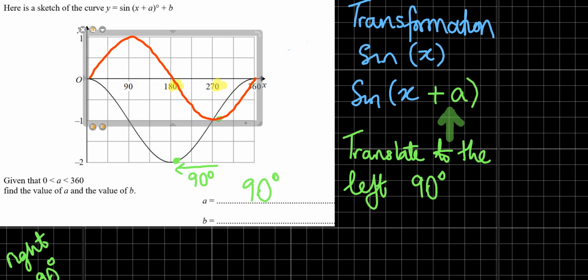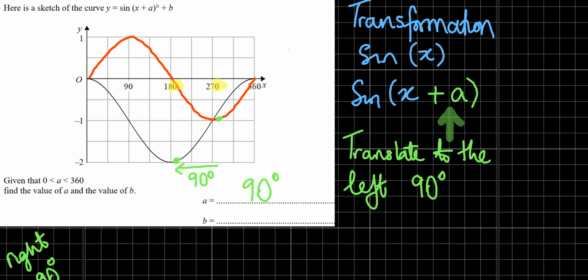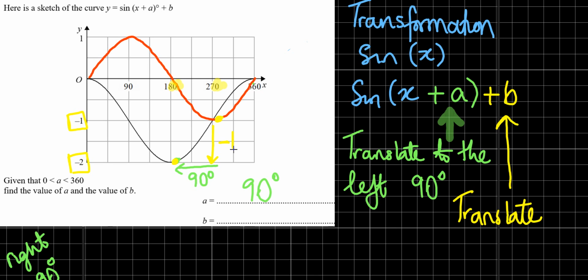left. The next translation is we've got a plus b. Now plus b is a translation either up or down. Now if you've noticed, if we look at the 2 points on our graph, this point here was -1 and this point here was -2. It means that we've actually moved it down by 1. So translate down by 1. And we say the translation is -1.